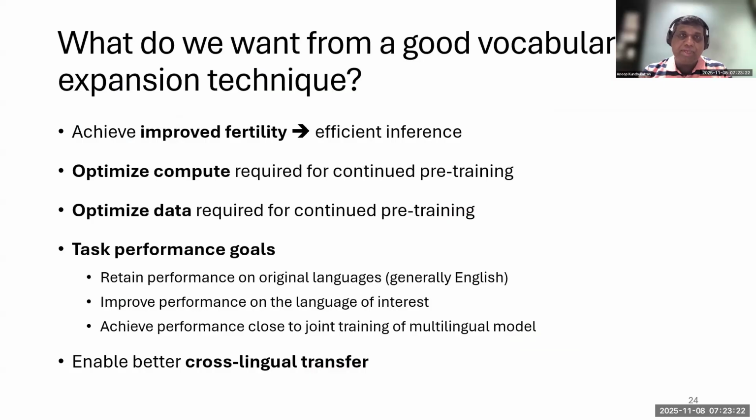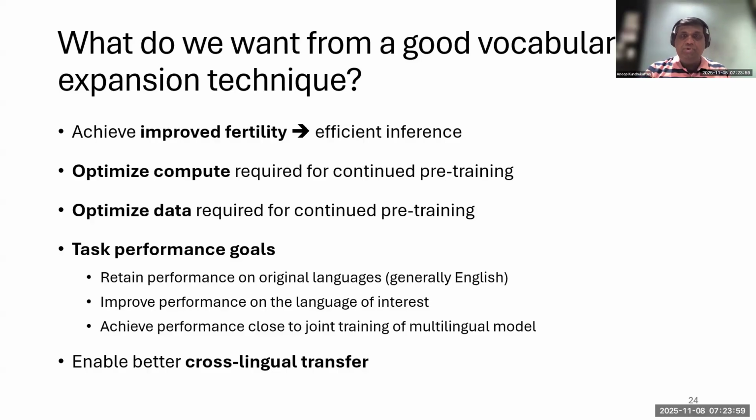So what do we expect from a good vocabulary expansion technique? One, of course, improved fertility so that you achieve efficient inference. Now, the whole process of vocabulary expansion will need some amount of continued pre-training, and we would want to optimize the amount of compute required and the amount of data required for continued pre-training. As far as performance on downstream tasks goes, we would want to, first of all, retain performance in the original languages in the LLM prior to expansion. Typically, English is what you would be interested in most cases.